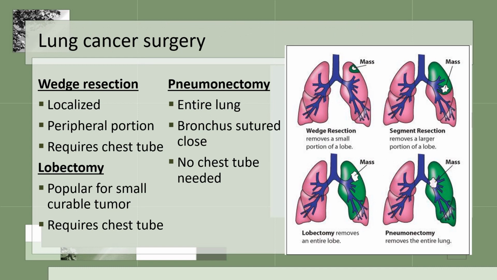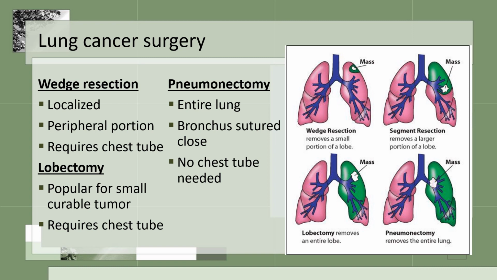Lung cancer surgery, we're going to learn about 3 different kinds. The first one is a wedge resection. It is localized. It removes a small portion of a lobe, and it's peripheral usually. It does require a chest tube because it's opening the lung to the outside area, and the chest tube will then be placed to block that open airway.